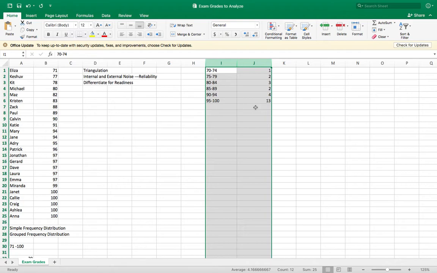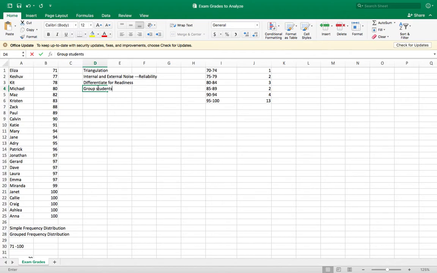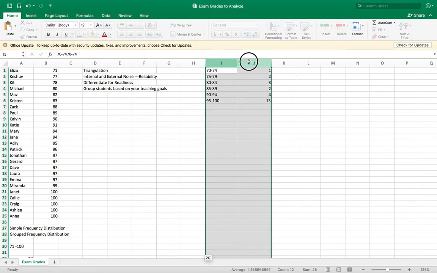So my reaction is typically to group students based on your teaching goals, right? If you want to differentiate for readiness and you happen to have, let's say, a Winthrop candidate coming in, and you know that you have the ability to have 3 groups because you can have 2 teacher-led groups and 1 independent group, then let's group those students in groups of 3, right? But it is important to recognize that as we're creating this grouped frequency distribution, it doesn't always have to look the same. It just needs to serve you the purpose in terms of teaching.